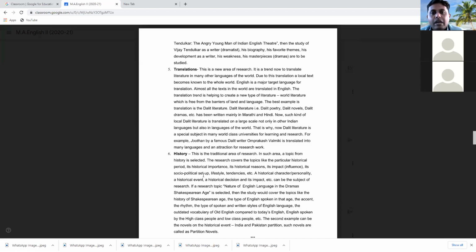So it is a trend now to translate texts into English, right? As we know that English is a global language. So English is a major target language for translation.